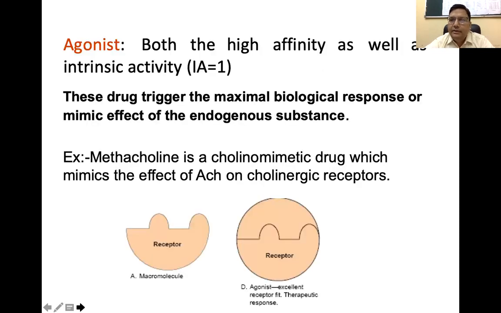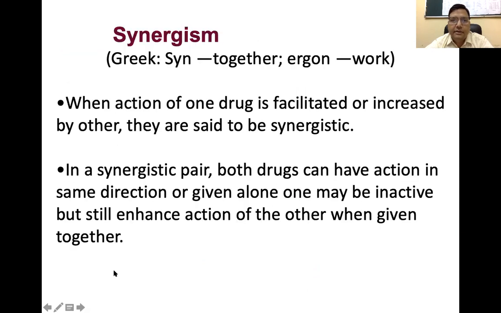So agonists are those drugs which have both affinity as well as intrinsic activity. They trigger the maximum pharmacological response, and they mimic the endogenous substances. Like methacholine is a cholinomimetic drug which mimics the effect of the endogenous acetylcholine on the cholinergic receptors. It has 100% affinity, and its intrinsic activity is one. That means it is going to produce the maximal effect.